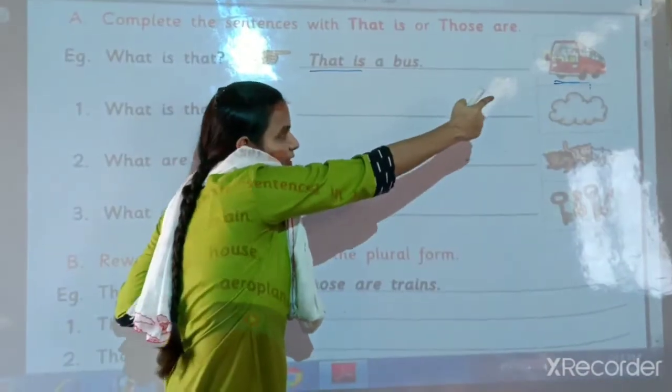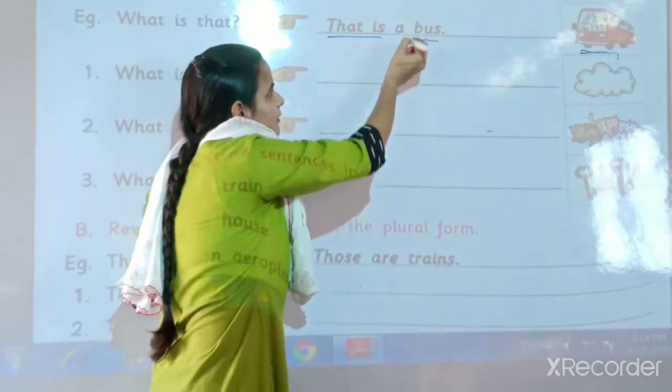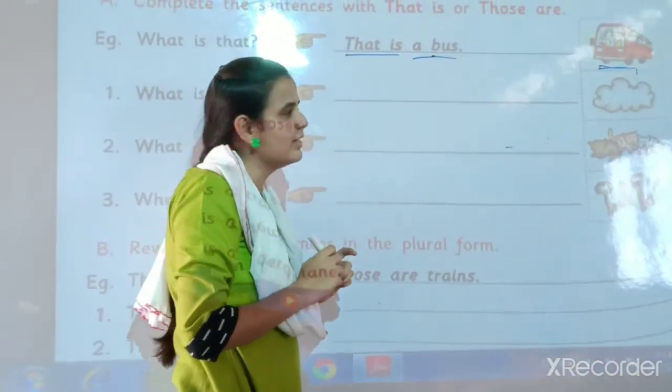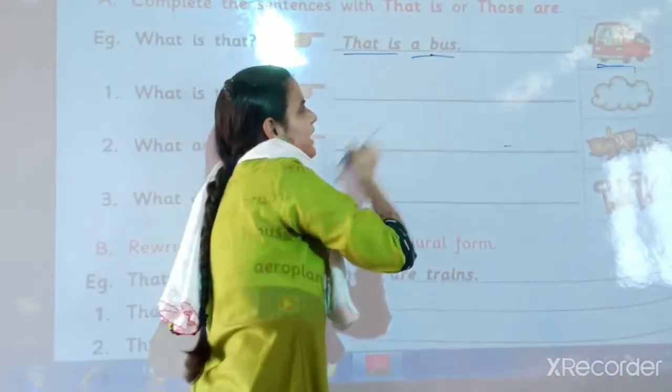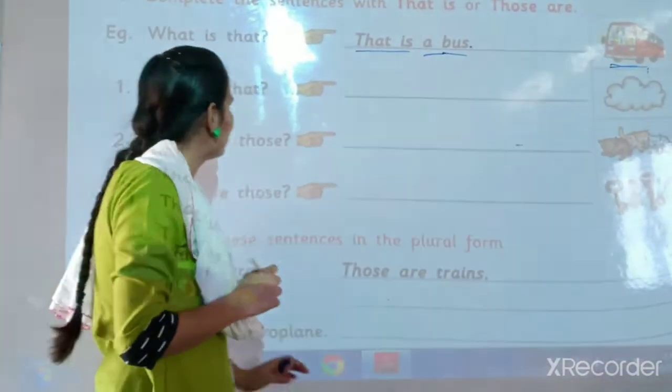Then which picture is this? Bus. So we will write the spelling of bus, and we know before writing a noun we always add an article only for a singular sentence. So the sentence will become that is a bus, and at the end of the sentence we have to add a full stop. Okay. So let's solve the next example.